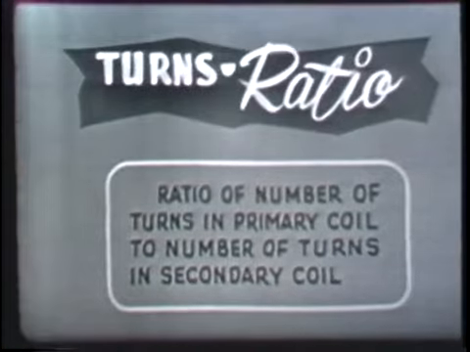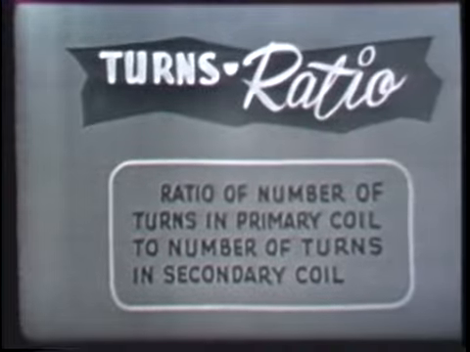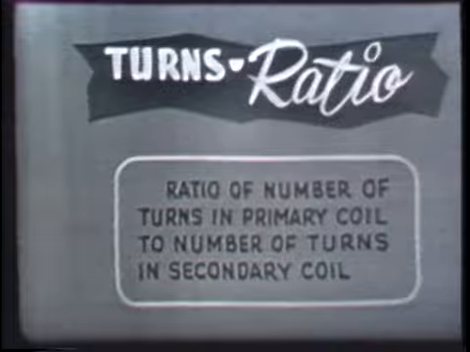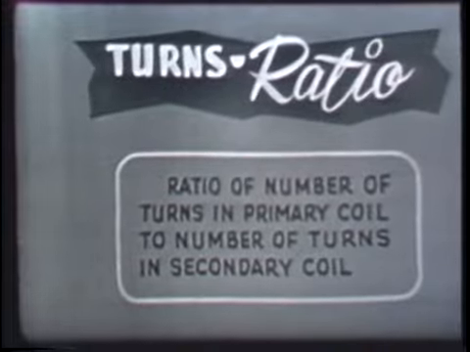As we said before, the transformer can step a voltage up or it can step it down. The voltage increase or decrease is determined by the turns ratio of the particular transformer. The turns ratio is the ratio of the number of turns in the primary coil to the number of turns in the secondary coil. For example, if the primary coil has 500 turns and the secondary 1,000 turns, twice the number of the primary, or a ratio of 1 to 2, let's see what happens to the voltage.